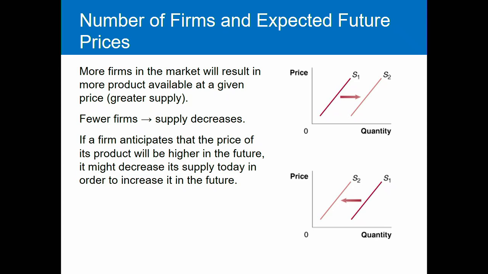This is the number of firms. So if there's more firms in the market offering a certain product, there's going to be more product available at any given price. So there's going to be a greater supply just because there's more firms out there making those goods. So it's going to shift the supply curve to the right if we have more firms enter the market. Now, if we have fewer firms, say a couple firms go bankrupt, they exit the market, the supply is going to decrease. So we'll shift the supply curve to the left.